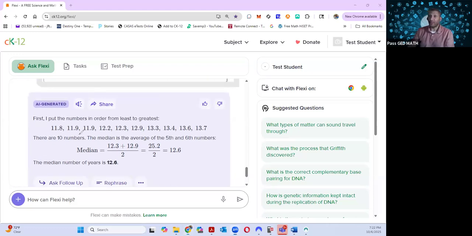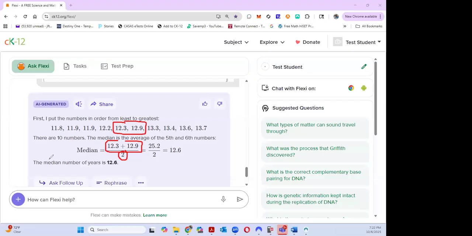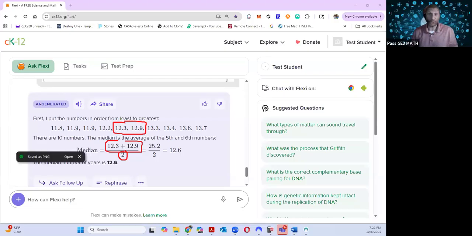So listen, put them in order. They didn't say put the numbers in order from least to greatest: 1, 2, 3, 4, 5, 6, 7, 8, 9, 10. 1, 2, 3, 4, 5. 5 is half, so I'm going to take these two in the middle, add them up, and then divide by 2. Bam. There's nothing that you should have a problem with anymore.